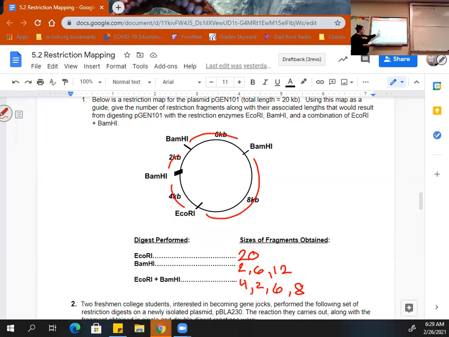If you look, we want to make sure that our double digest doesn't add up to more than our total length. And it tells us our total length up here is 20 kb. We can also get that from the EcoRI because the EcoRI only cuts once. So that is how you figure out the size of the fragments when you are given a restriction method.